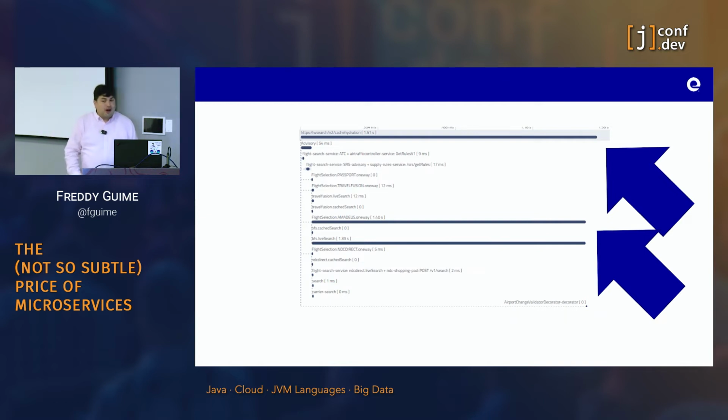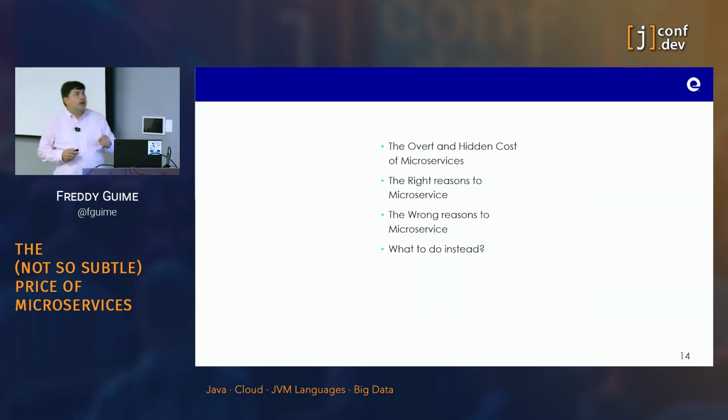We figure out what was wrong. We figure out where did we go, in our architecture, where did we do a left turn? And a lot of it had to do with the not so subtle cost of microservices. So what we're gonna go over is the overt and hidden cost of microservices. That's the first part. The second is the right reasons to microservice. There are actually very good reasons when you decide I'm gonna create a microservice. But we're also going to go about the wrong reasons to microservice, right? It's sometimes something that we don't think about. We just think, all right, I have a new thing that I need to do. Let's start with a new microservice.